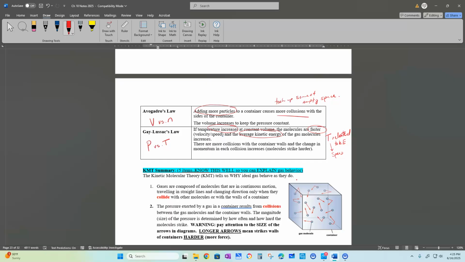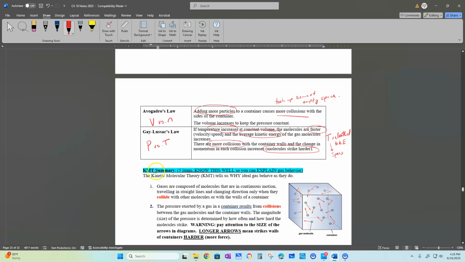So the more collisions with the walls of the container, the change in the momentum in each collision increases. So molecules will actually strike harder. And I'm going to show you a diagram of how you know in a picture if they're striking harder versus less impact. So more collisions will occur by changing that temperature.